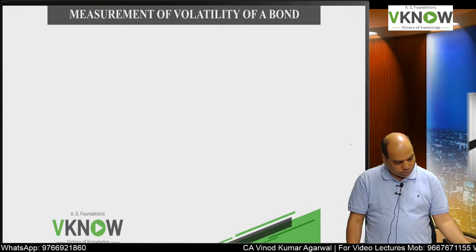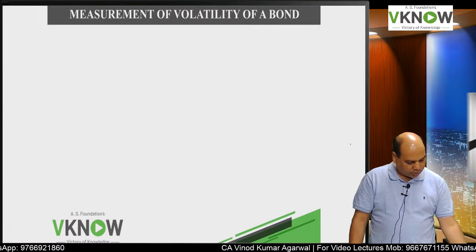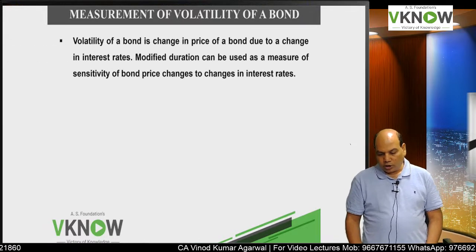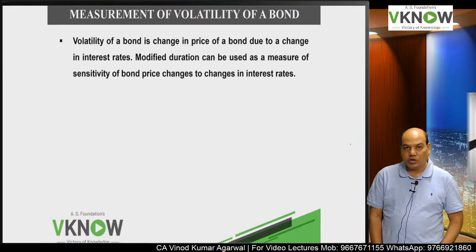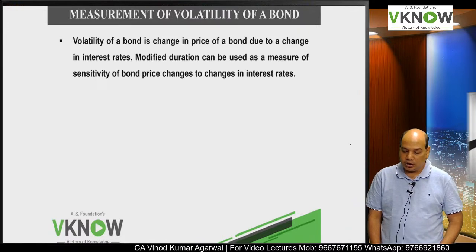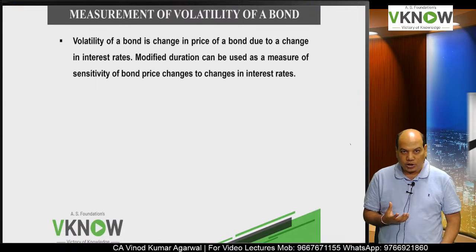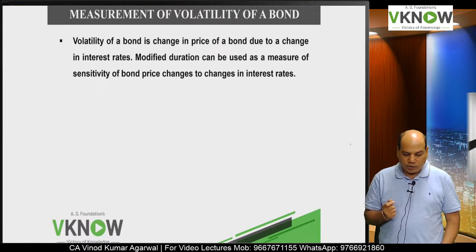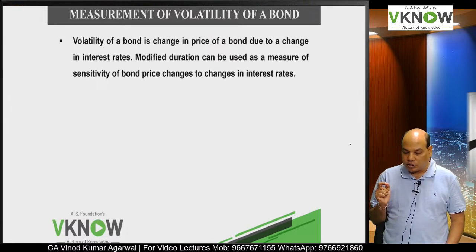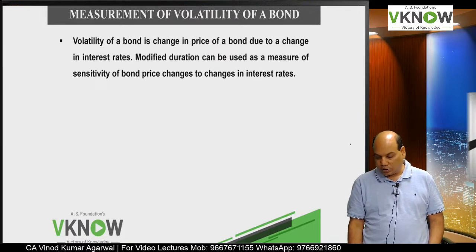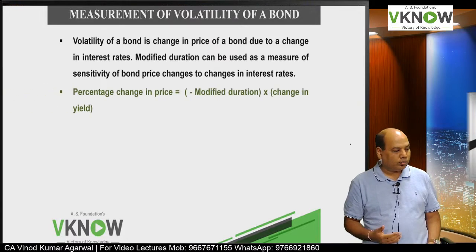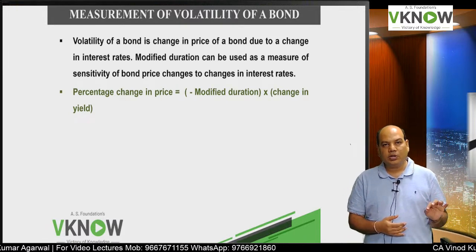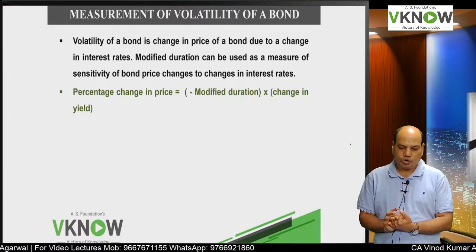Paragraph number 31. Volatility of a bond is the change in the price of the bond due to change in the interest rate. And how do you compute that? You compute that with the help of modified duration. Modified duration is used as a measure of sensitivity of the bond price changes to changes in the interest rate. Same thing I am telling you. Modified duration tells you if YTM changes by 1%, by what percentage bond price will change.